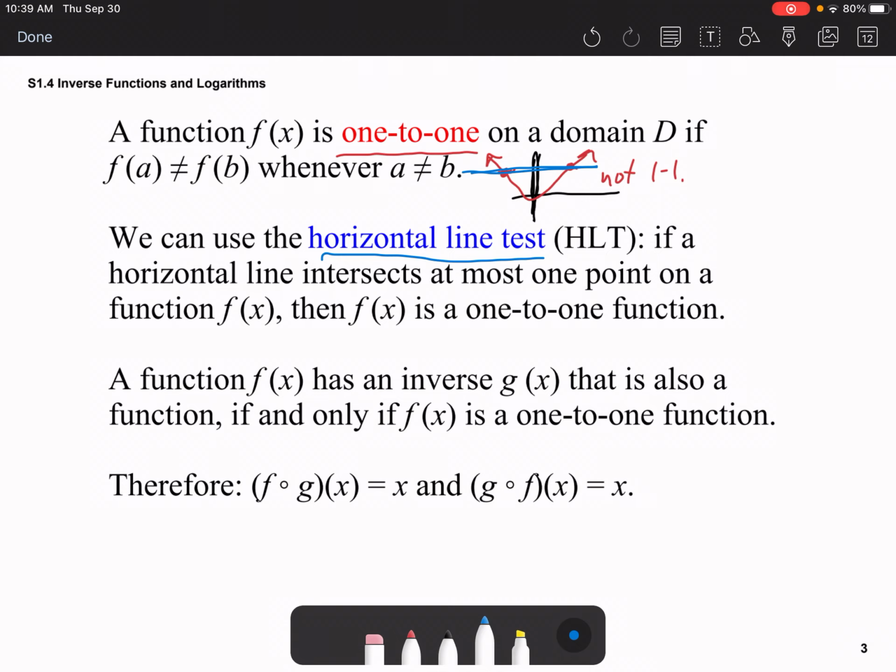And then looking at what we talked about earlier about composite functions, that means f of g of x would actually equal x. And same thing with g of f of x would also equal x. So for instance, in our second example, our functions f and f inverse would follow this property. But in our first example, it would not.